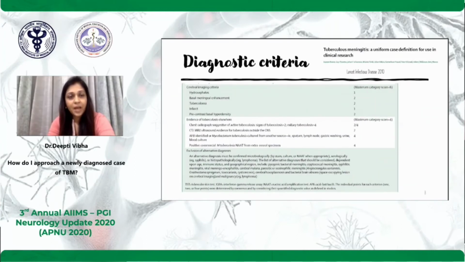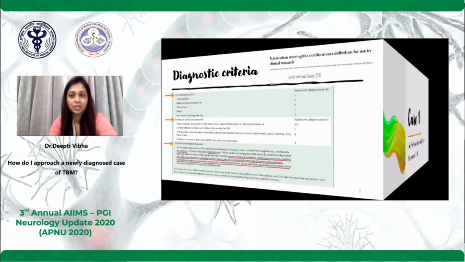Okay. And then you look at other things. But the most important thing here, which I'll be focusing on, is to exclude the alternative diagnoses like neurosyphilis, CNS lymphomas, pyogenic meningitis, cryptococcal meningitis, viral meningoencephalitis, cerebral malaria, parasitic, and eosinophilic meningitis. So basically, you have to exclude other causes of subacute and chronic meningitis here.